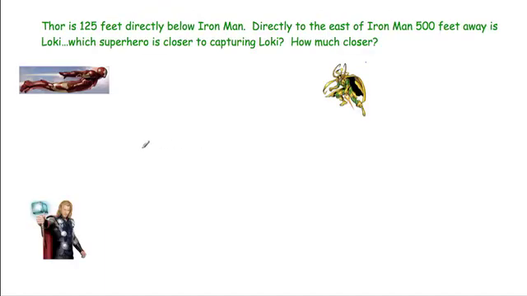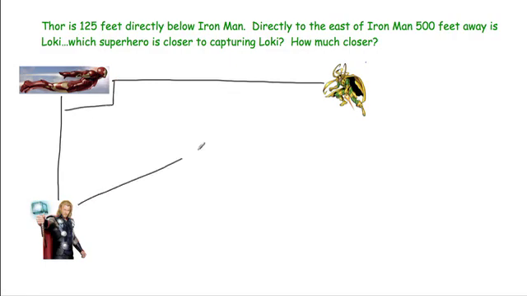All right, let's do an application here. Thor is 120 feet directly below Iron Man. So I'm going to draw a little picture. Every time I see you do one of these problems, I should see a picture. And I'll give you a hint: the entire chapter is about triangles, so I should see a lot of triangles. Directly to the east of Iron Man, 500 away, is Loki, the bad guy. Since this is directly below and directly east, this is a right triangle.